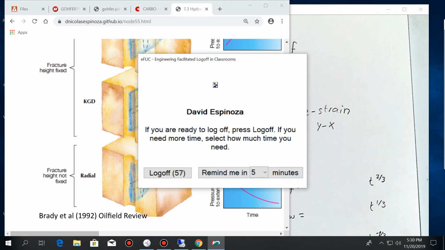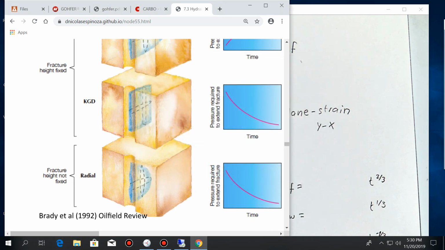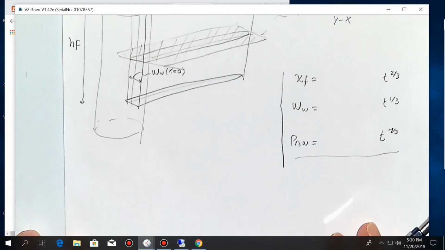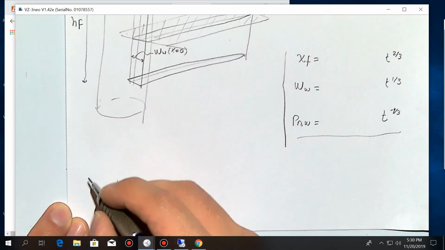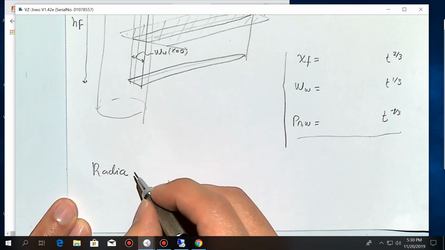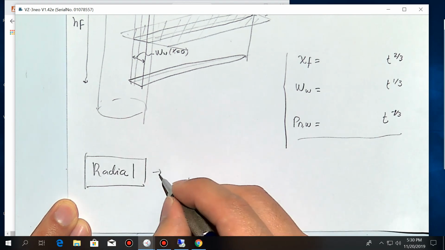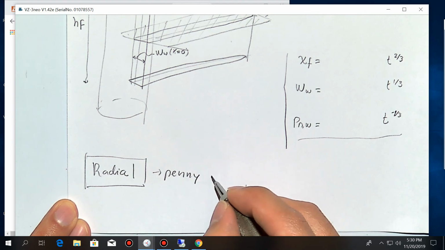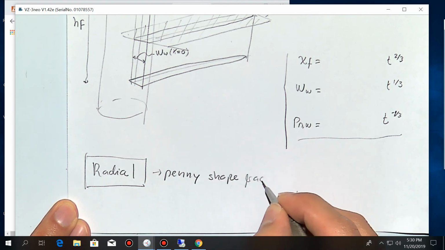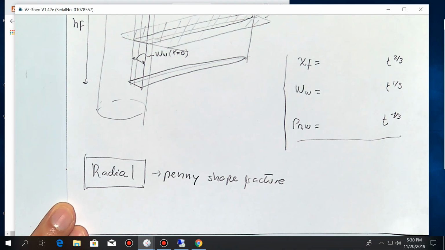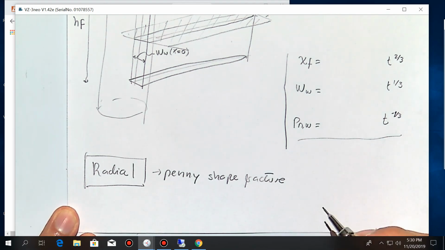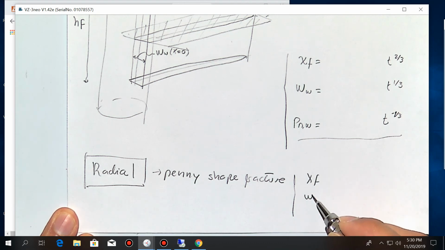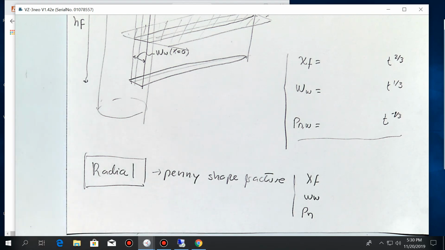So I think I just need 5 more minutes, but I need to upload this video. So then last one, I'm not going to make the drawing. It's also called the radial model or penny shape fracture. And for that one, you can also get these equations of fracture half length, width at the center, and net pressure at the center. Those all are going to be analytical solutions.